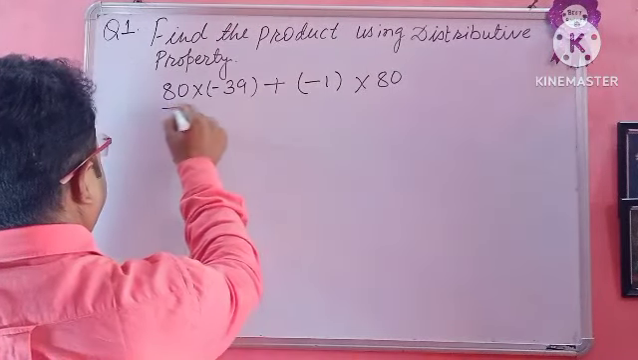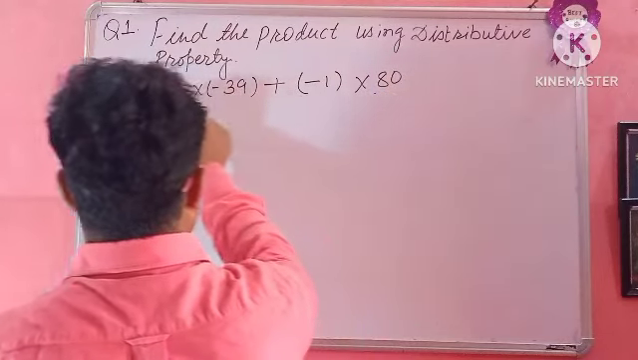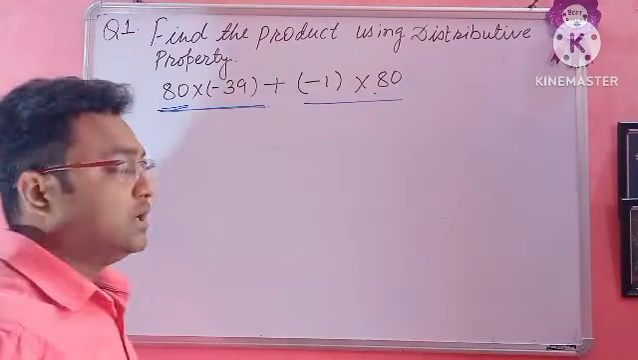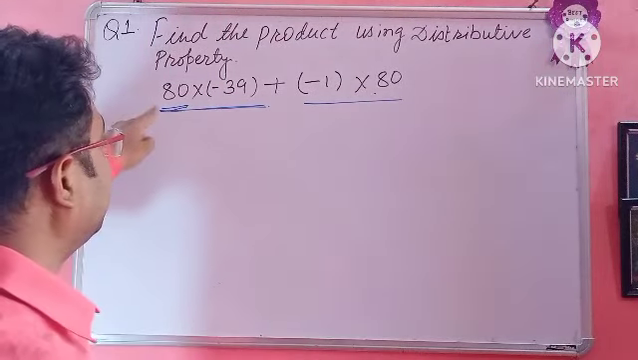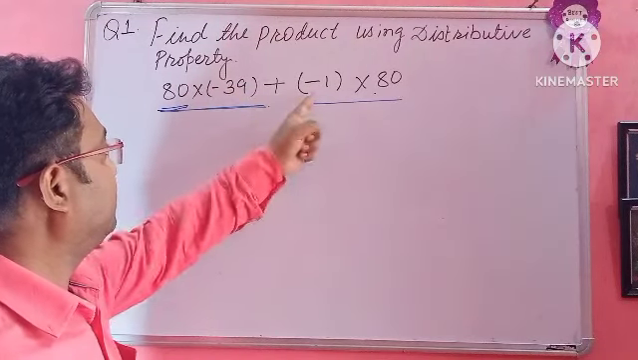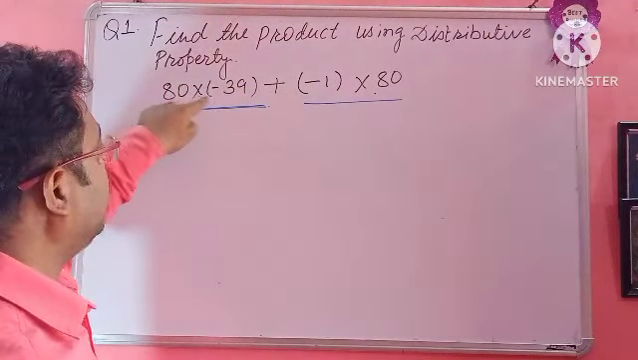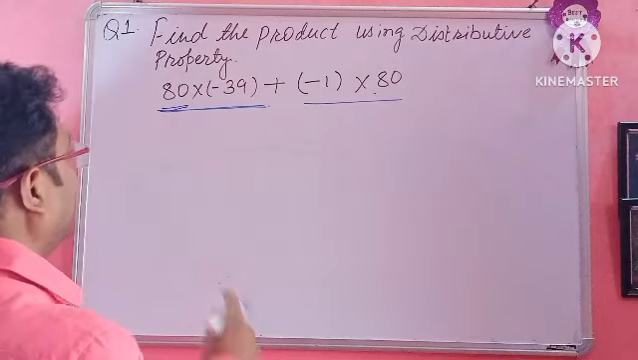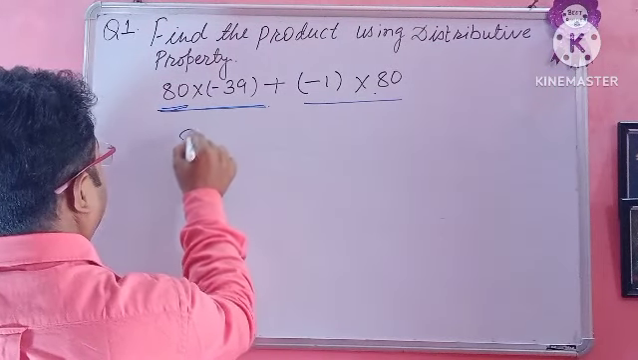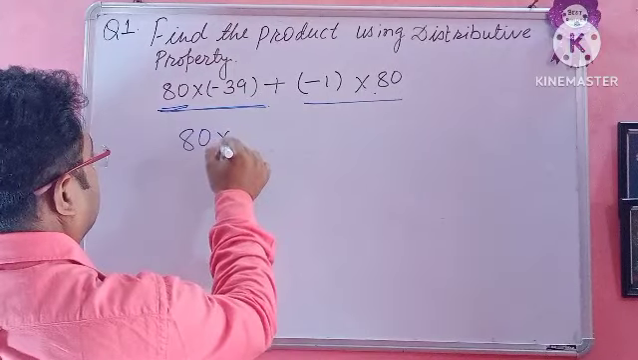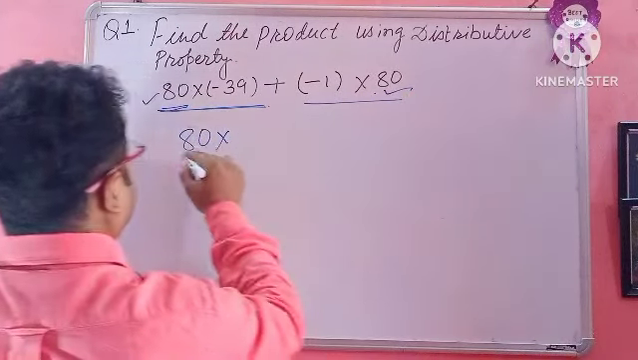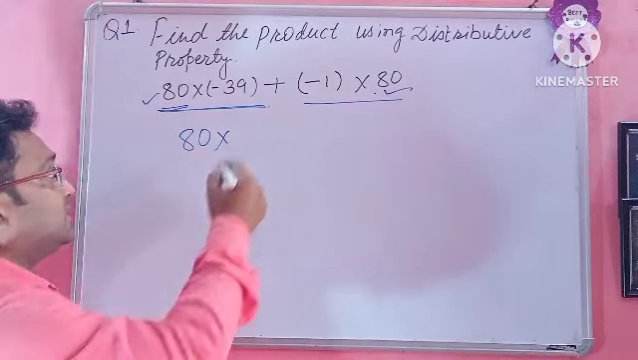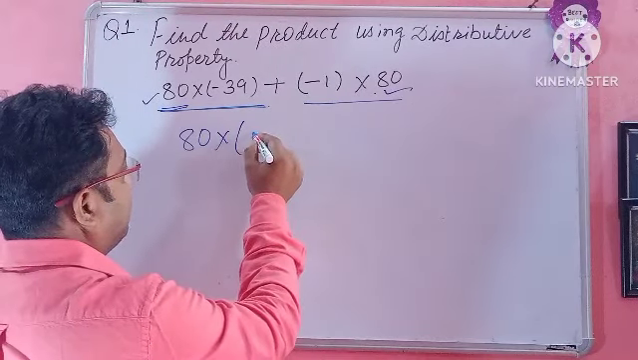Here there is 80 before this plus sign in one term and 80 in another. So we can say that 80 is present in both these terms. Here 80 is multiplied with minus 39 and here with minus 1. So 80 is common between these, so we will take 80 common. After that, 80 is multiplied with 39, so we will put one bracket.